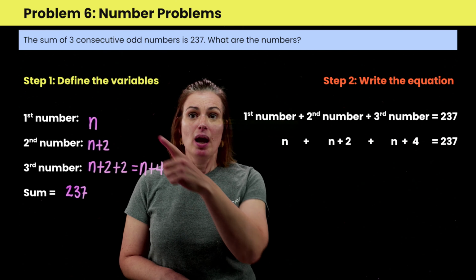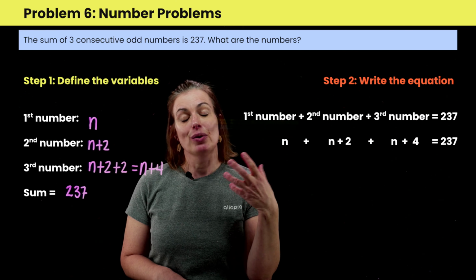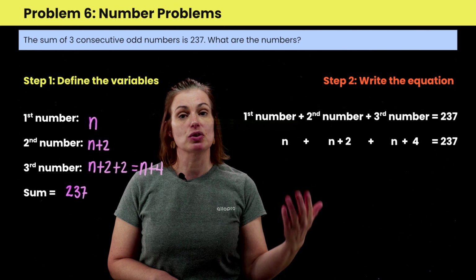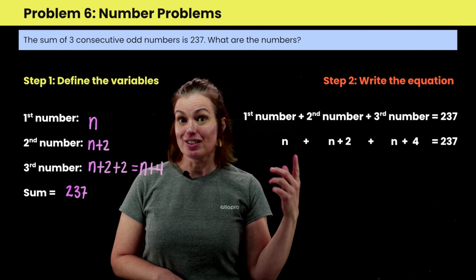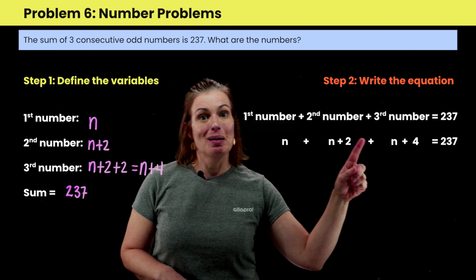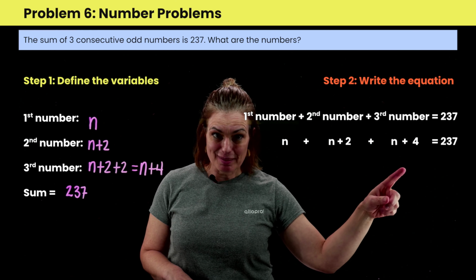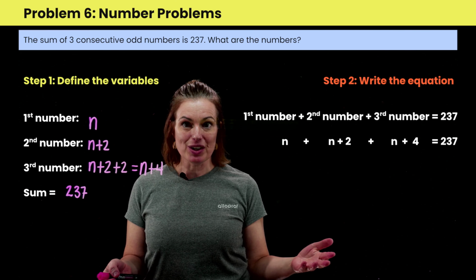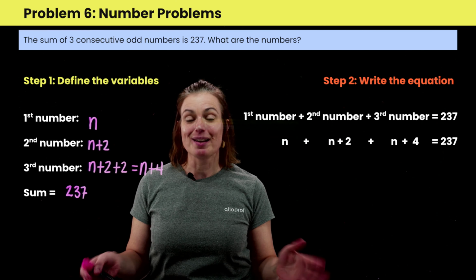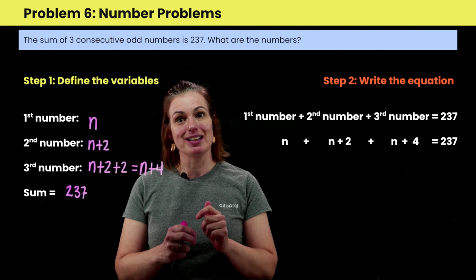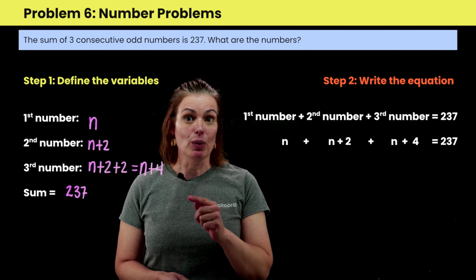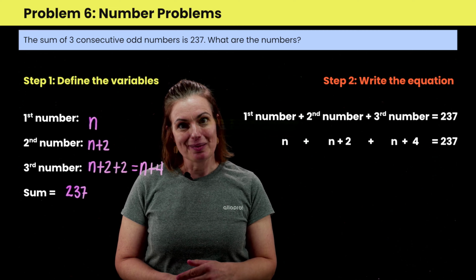But remember, I've got these algebraic statements or expressions that I've used to represent each of these numbers. So really what I'm going to be using to solve the problem is n plus n plus 2 plus n plus 4 equal 237. So I'm all set up with my equation. I'm ready to solve for n, but I'm going to let you guys go ahead and do that. What you need to know, though, is that if you get one of your values as 81, then you know you're on the right track.